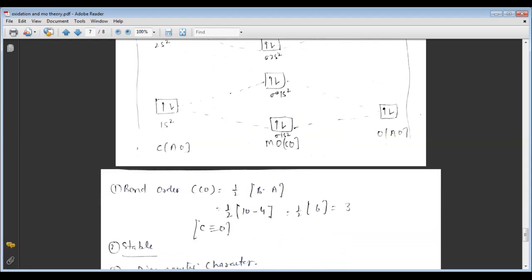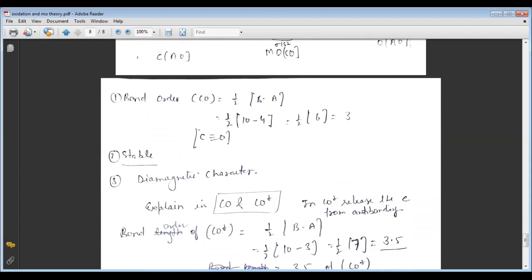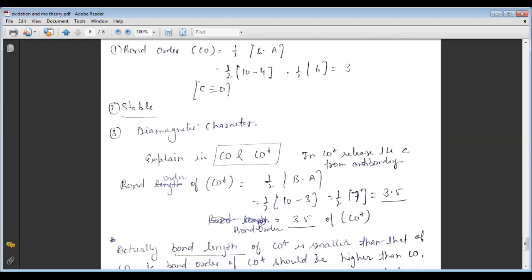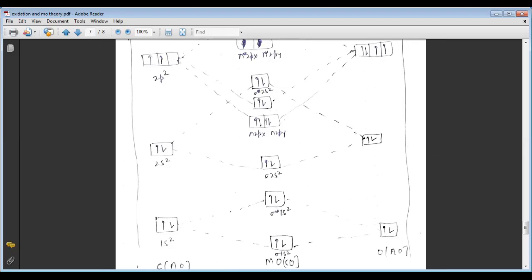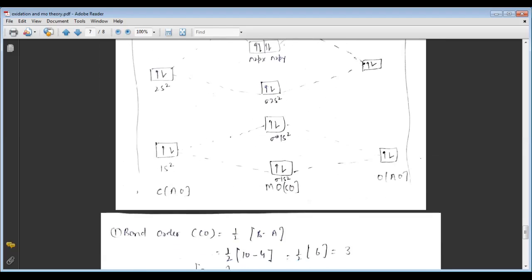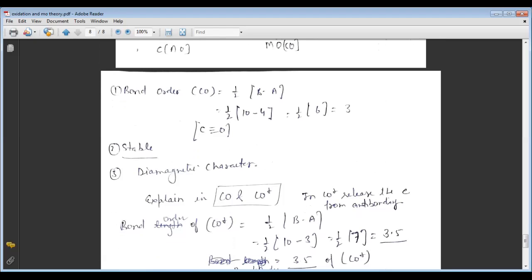Now we can calculate the bond order of the CO molecule. As we know, bond order is equal to 1 by 2 times bonding electrons minus anti-bonding electrons. When we calculate, the total bonding electrons in CO are 10 and the anti-bonding are 4. So carbon monoxide has a triple bond and it is stable. Here we can see there is no unpaired electron, so due to the absence of unpaired electrons, it shows diamagnetic character.